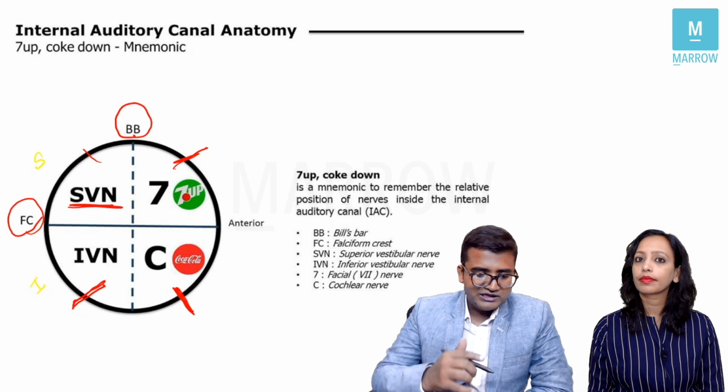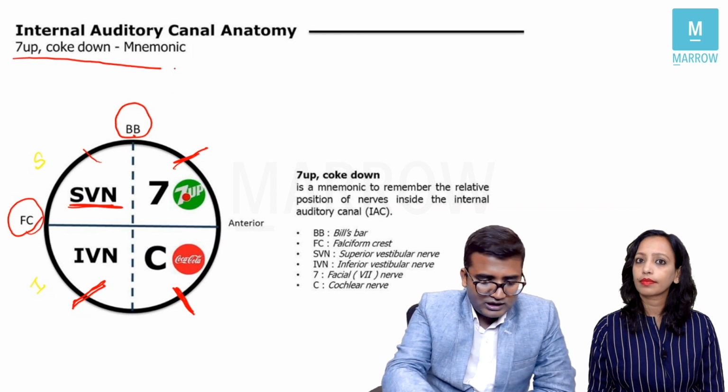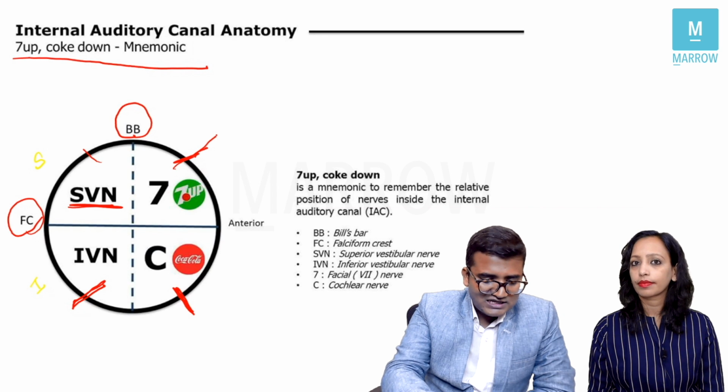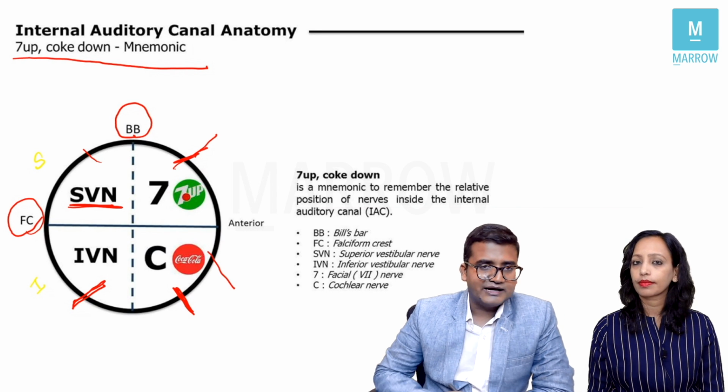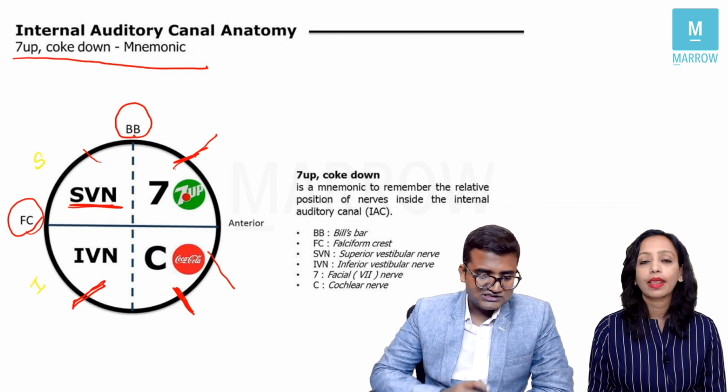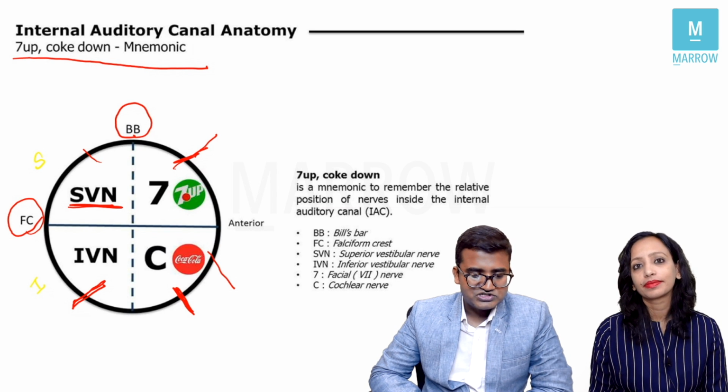And please remember the mnemonic, 7 up and Coke down. Which means that the 7th nerve is above and the cochlear nerve is below. So these are the nerves passing through the internal acoustic meatus.